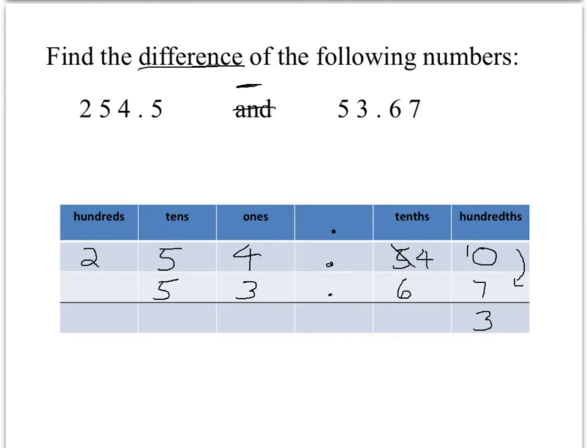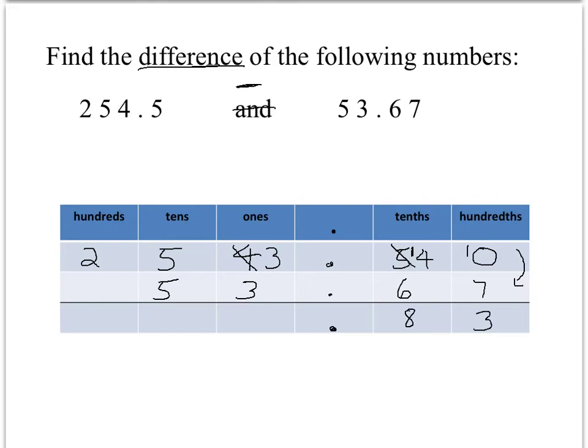Well, 4 minus 6, we can't do that. So again, we come over to the left and borrow, and we make that 4 a 3, and we put the borrowed 1 with this 4. Now that is 14, and 14 minus 6 is 8. Now bring my decimal straight down, because I have to keep my decimals lined up, keeping my digits in the right column.